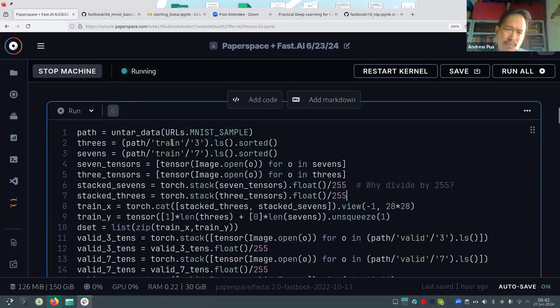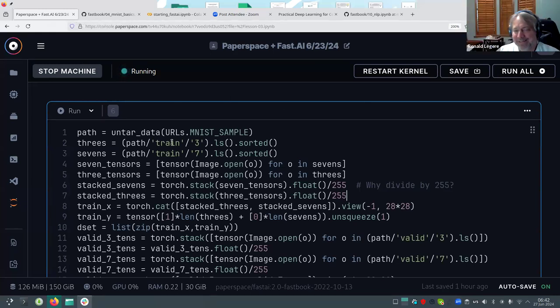So for me, I read the chapter from the beginning to the end. And then the other way is to read it from the end, read it backwards.